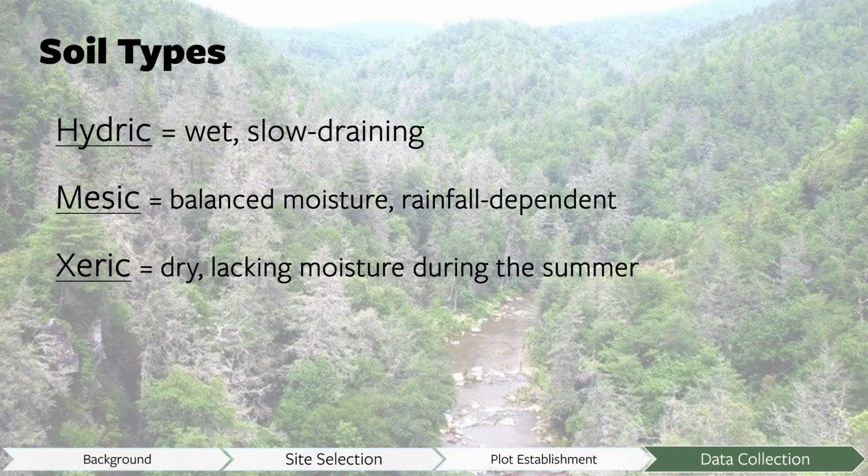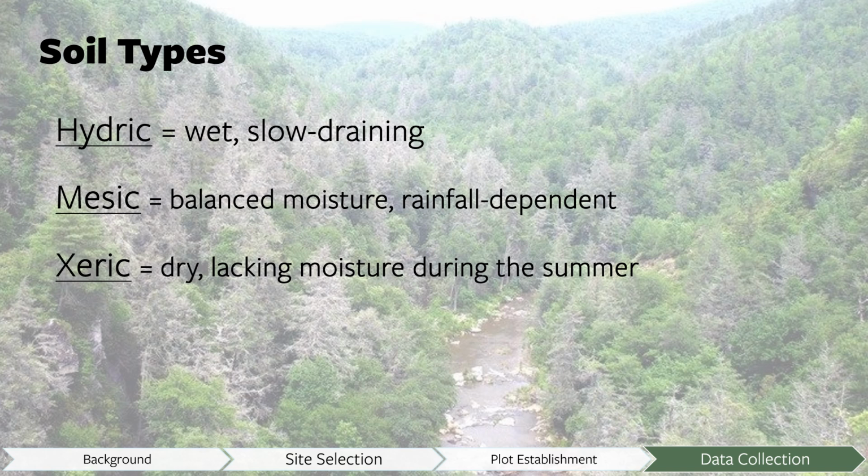One question is going to be on the type of soil. So there's 3 different types that you can indicate. We have hydric soil, that's generally wet, and slow draining soil. So with hydric soil, there may be water at or even above the ground surface all year round, even through the summer.